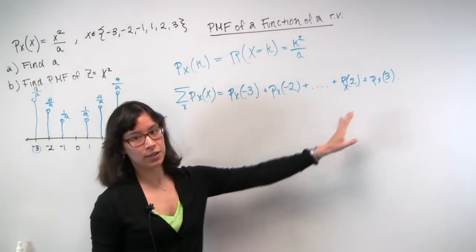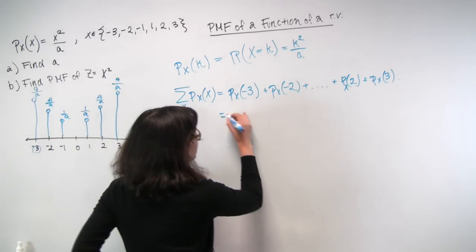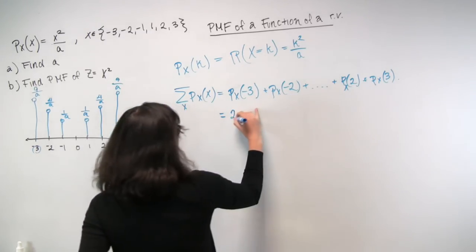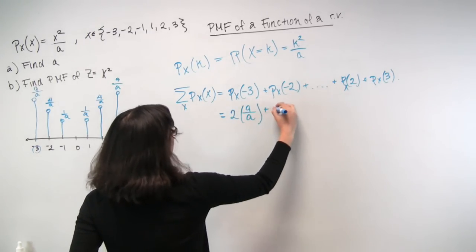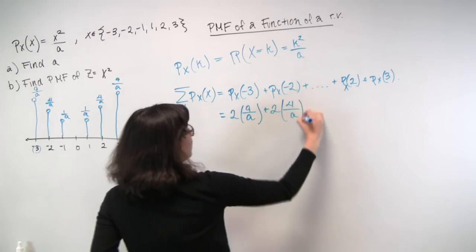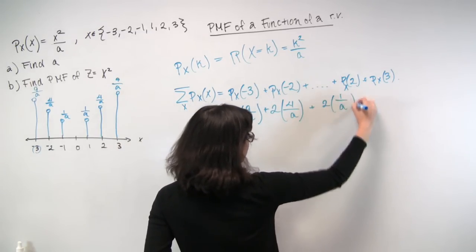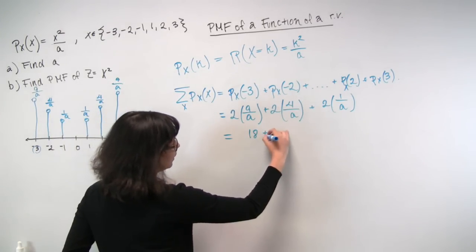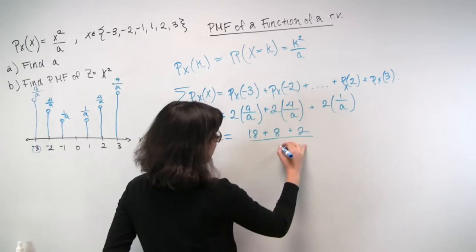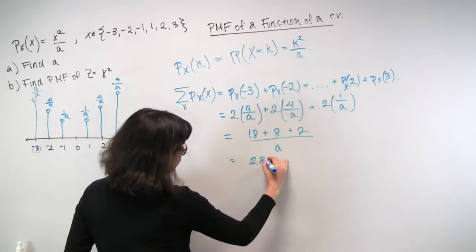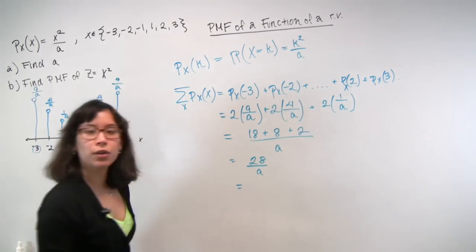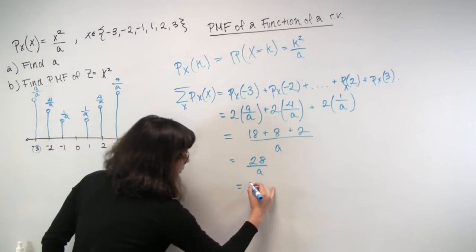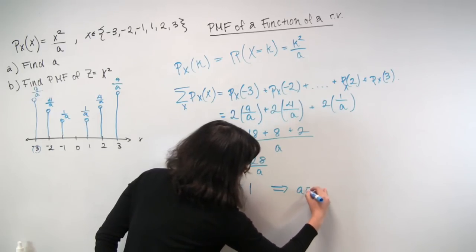And now we can just read these values off of the plot we just made. We know Px of -3 is equal to Px of 3. So we can just take 2 times 9 over a. Similarly, we get 2 times 4 over a, and then plus 2 times 1 over a. So now it's just a question of algebra. Simplifying this, you're going to get 18 plus 8 plus 2 divided by a. And this gives you 28 over a. And as I argued before, if you sum a PMF over all possible values, you must get 1. So this is equal to 1, which of course implies that a is equal to 28.